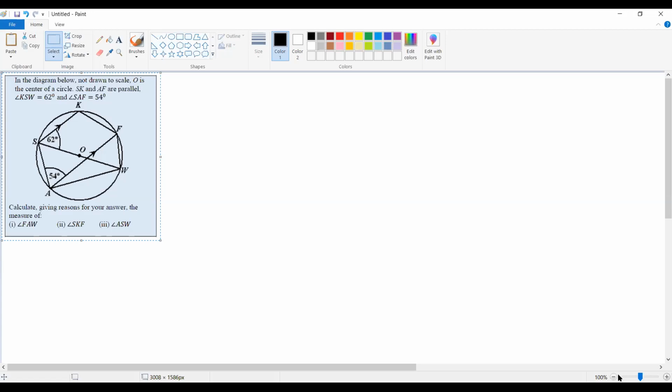Just remember, SW is the chord, right? And if SW is a chord, that makes the circle a semicircle. It splits the circle into half, right? And that's the only hint I'm giving you. So your first one is 36 degrees. Correct.